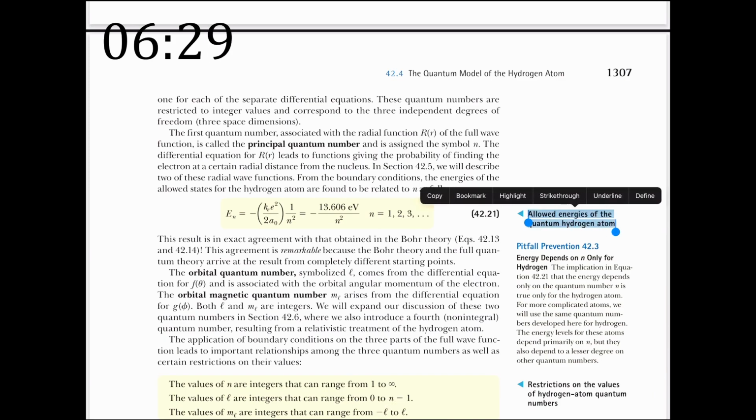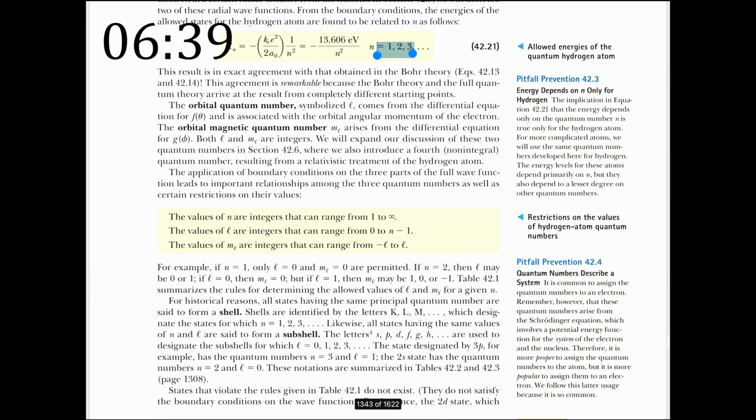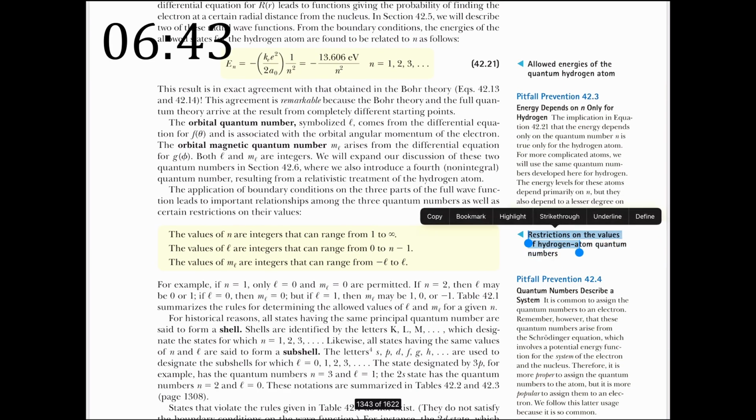Allowed energies of a quantum hydrogen atom. So this is energy. It says allowed energies. We have n equals 1, 2, 3, 4. This is a classic thing in quantum mechanics. The energy is quantized. What does that mean? I don't know. We got restrictions on the values of the hydrogen atom quantum numbers.